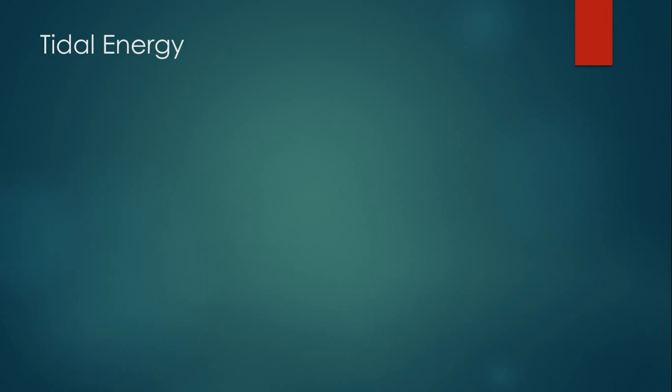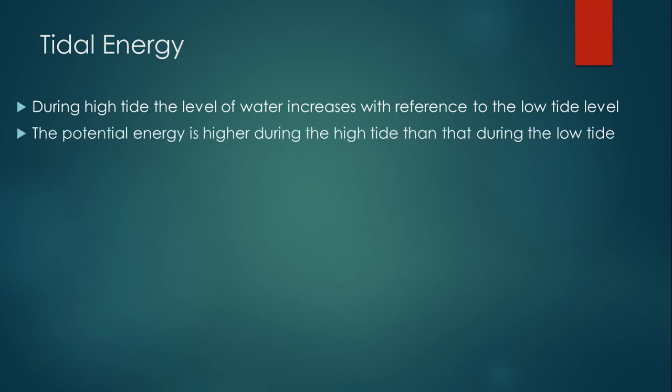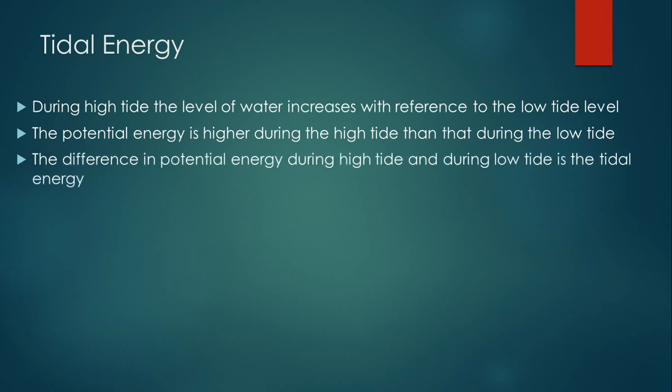Now let us see what is meant by tidal energy. During high tide, the level of water increases with reference to the low tide level. The potential energy is higher during the high tide than during the low tide. And the difference in the potential energy during high tide and during low tide is called tidal energy.